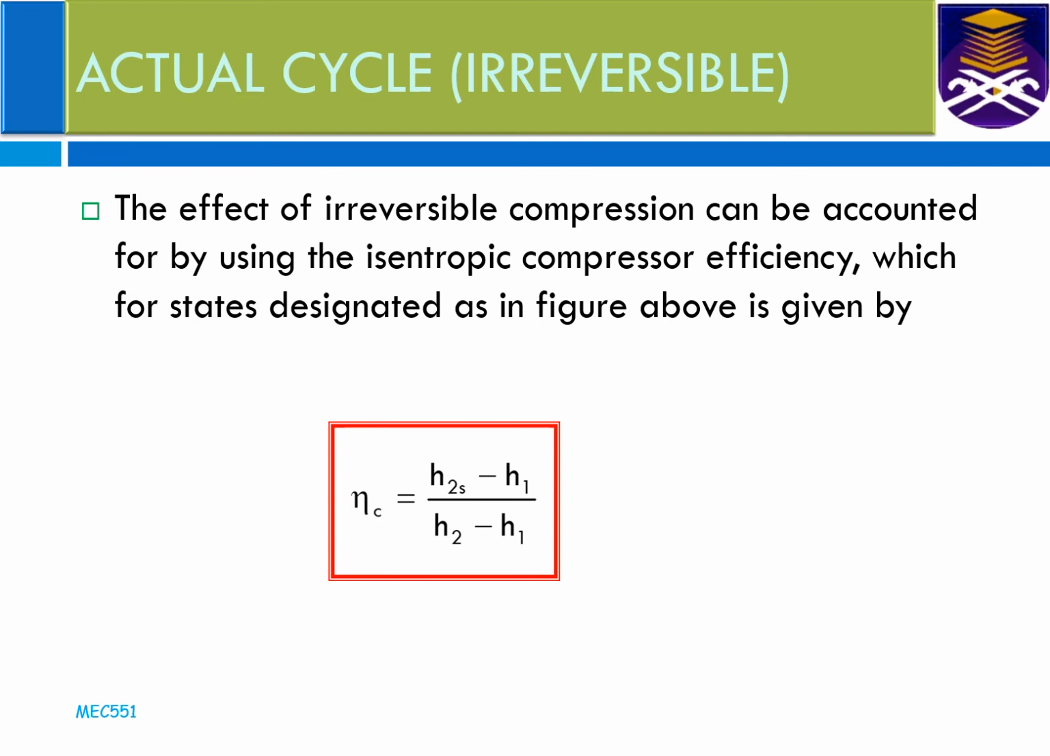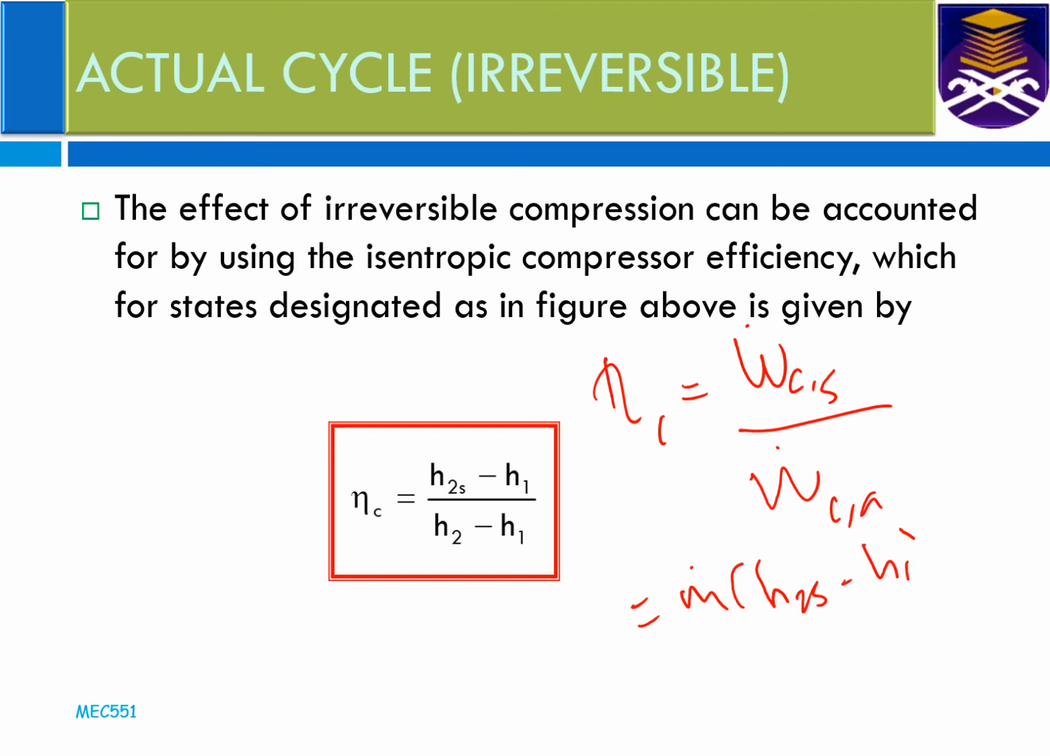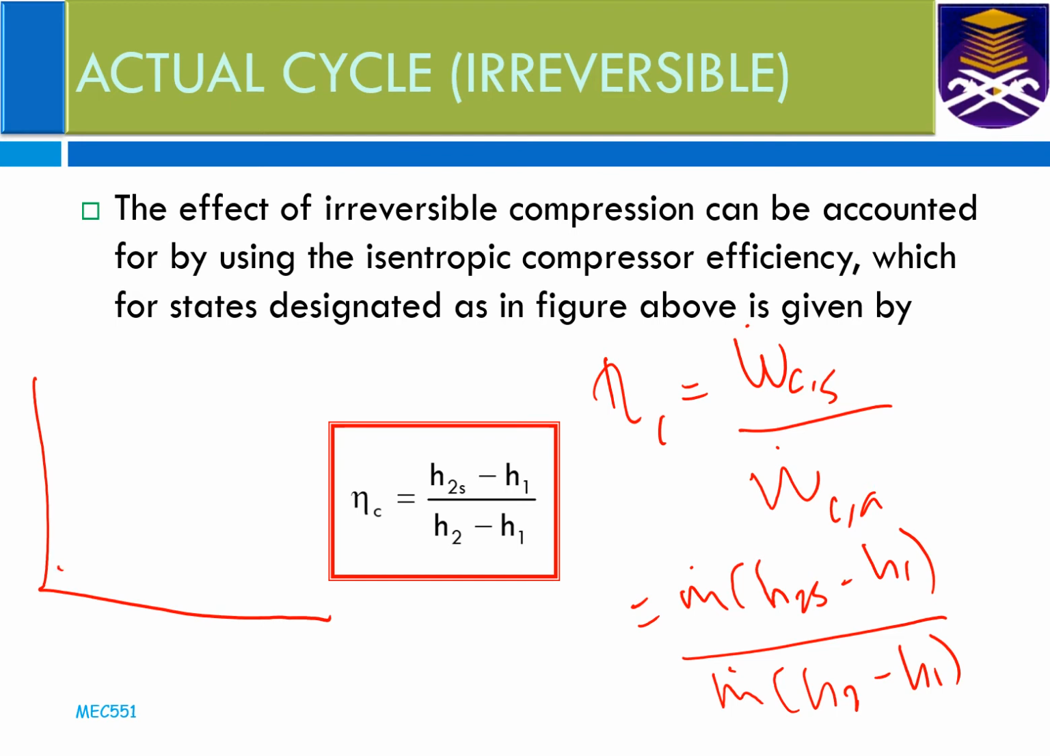With that we see the compressor efficiency. So we can define the compressor efficiency as the NC, which is the isentropic compressor power divided by the actual compressor power. So which is equal to m dot (H2S minus H1) divided by m dot (H2 minus H1). Okay, so this is with regards to the isentropic condition.